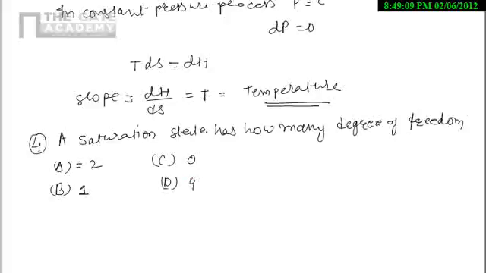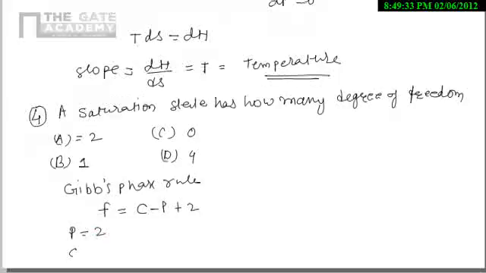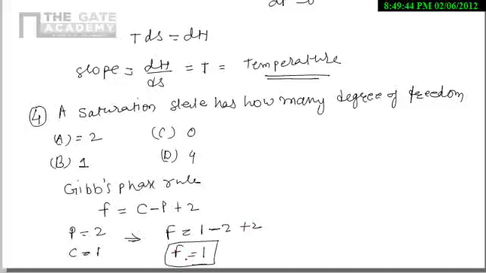So now again apply the Gibbs phase rule. According to Gibbs phase rule, degree of freedom equals C minus P plus 2. At saturated state, we are having two phases. So P will be 2, C will be 1, and if we plug here, then F equals 1 minus 2 plus 2. So F equals 1. So the degree of freedom required for the saturation state will be 1. So correct answer will be 1.